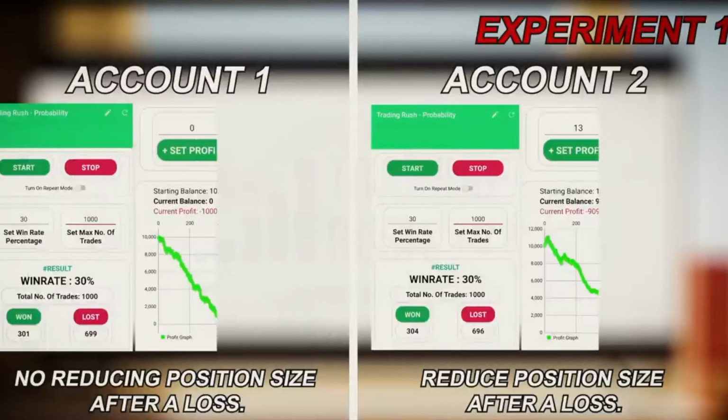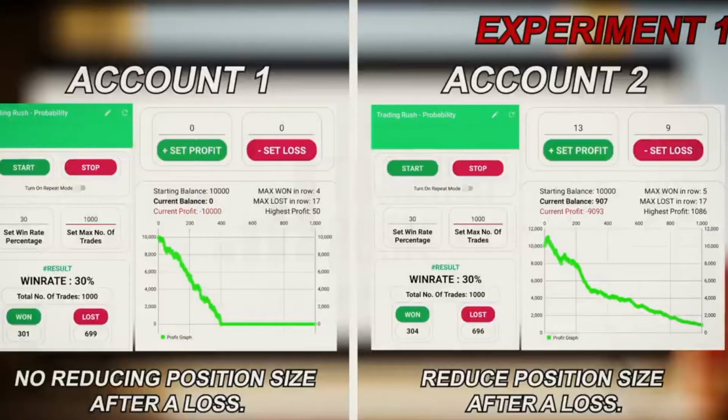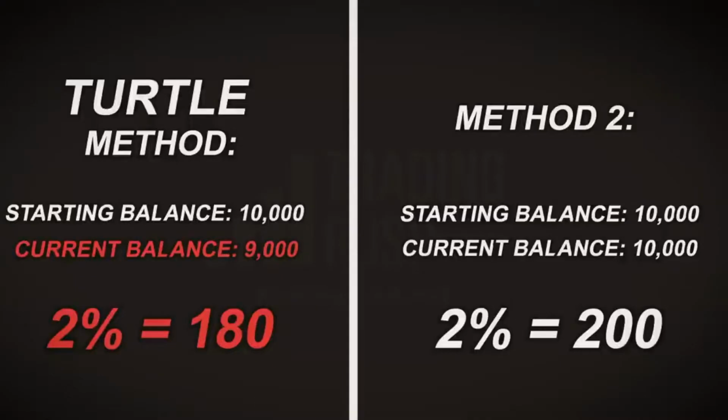But since it significantly reduces the probability of making a big loss and blowing up the account in the short term, it is a better idea to reduce the position size when there is a loss and the account size gets smaller, just like the multimillionaire Richard Dennis recommended to turtle traders.